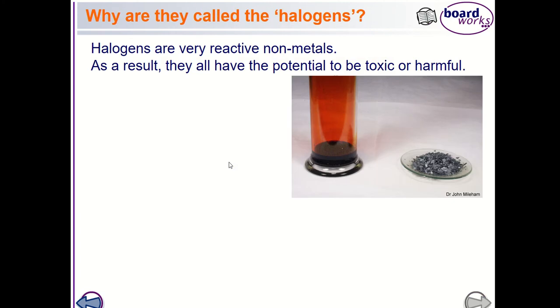Okay, so if we look, that's a couple of them there. That's bromine. We have some bromine on the left there. Again, you can see it's an orange liquid, orangey brown liquid there, and it very easily turns into gas. Very, very volatile. Okay, the bromine.